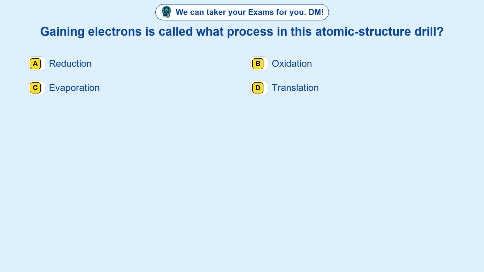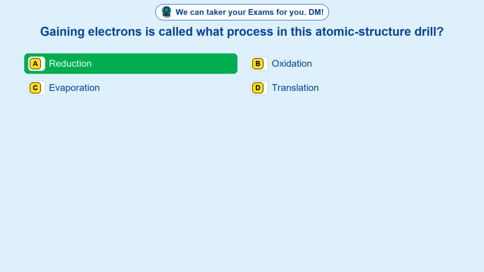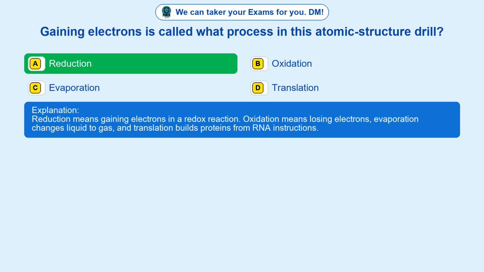Question 44. Gaining electrons is called what process in this atomic structure drill? Option A, reduction. Option B, oxidation. Option C, evaporation. Option D, translation. The correct answer is option A, reduction. Reduction means gaining electrons in a redox reaction. Oxidation means losing electrons, evaporation changes liquid to gas, and translation builds proteins from RNA instructions.